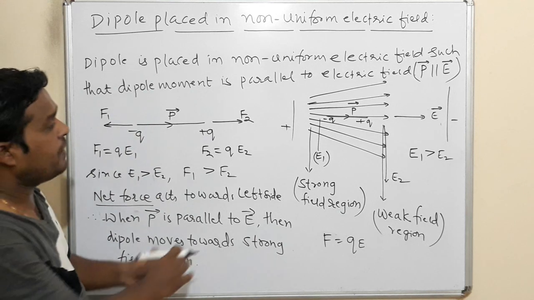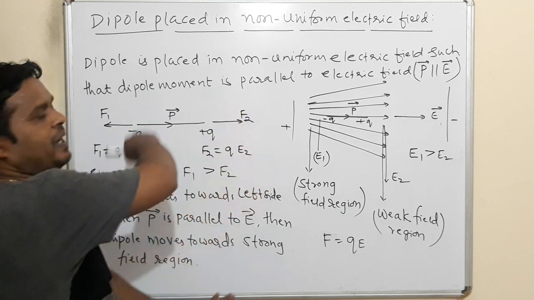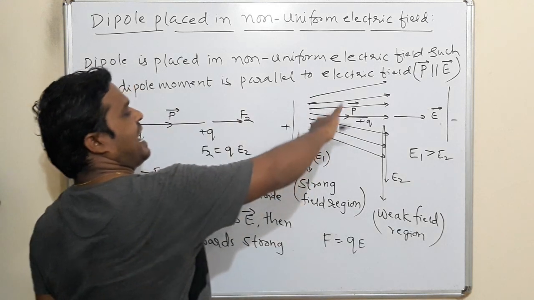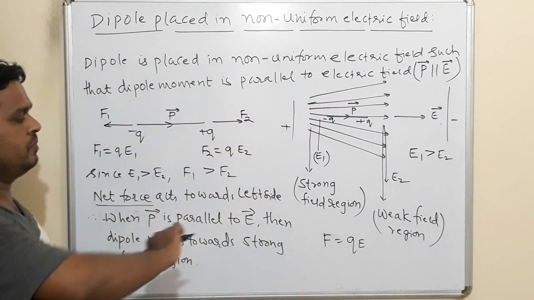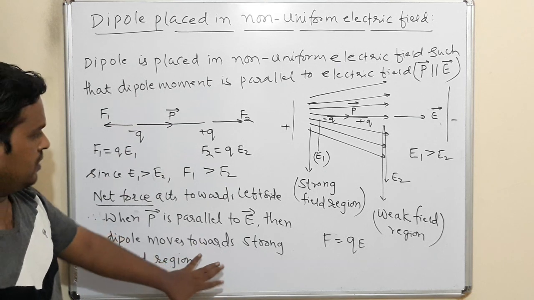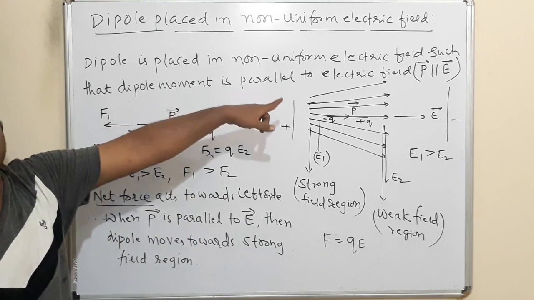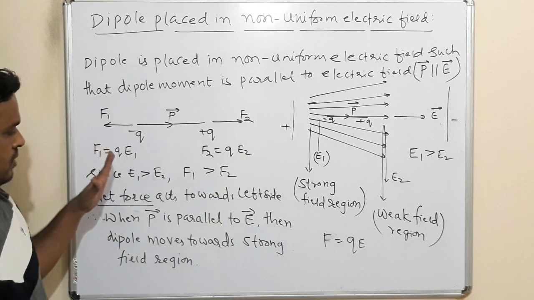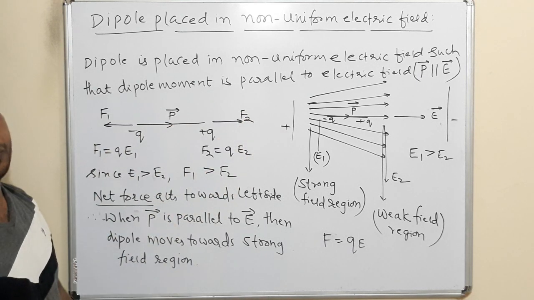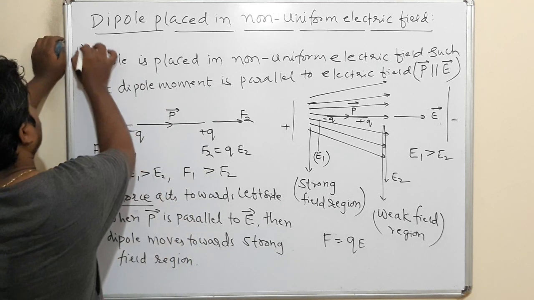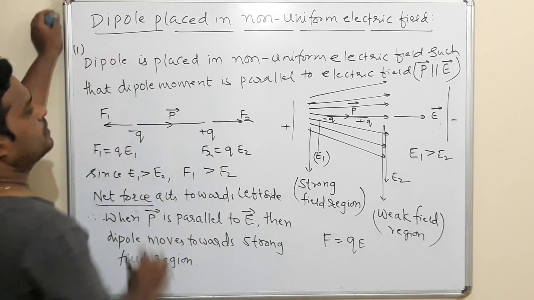Okay, if I place the dipole in the reverse manner, reverse manner means if P is anti-parallel to E, note it. So when it is placed such that P is parallel to E, it moves towards which field region? Strong field region. Okay, this is the first case. Note it.